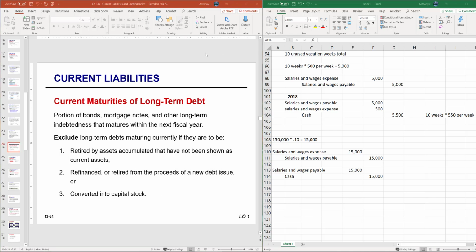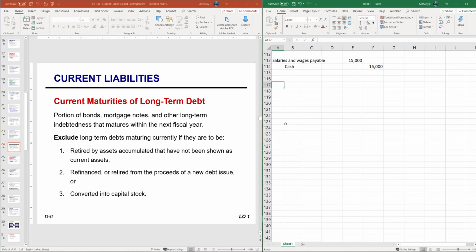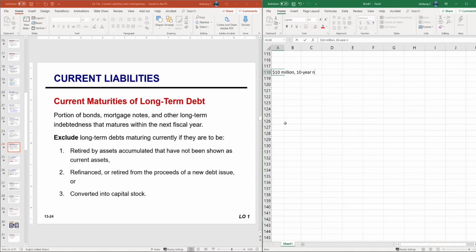The last current liability we need to cover is the currently maturing portion of a long-term debt. Just to explain this, let's use an example. Let's just say, for example, we have a $10 million 10-year note, and let's say it requires us to pay back principal of $1 million every year.